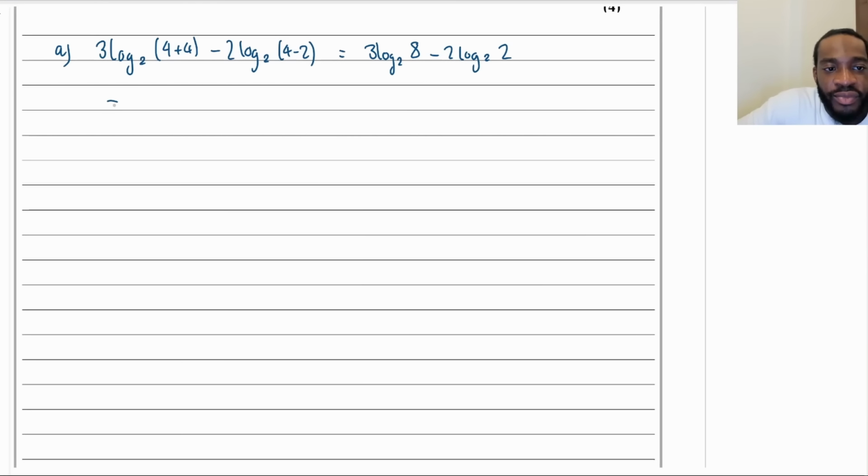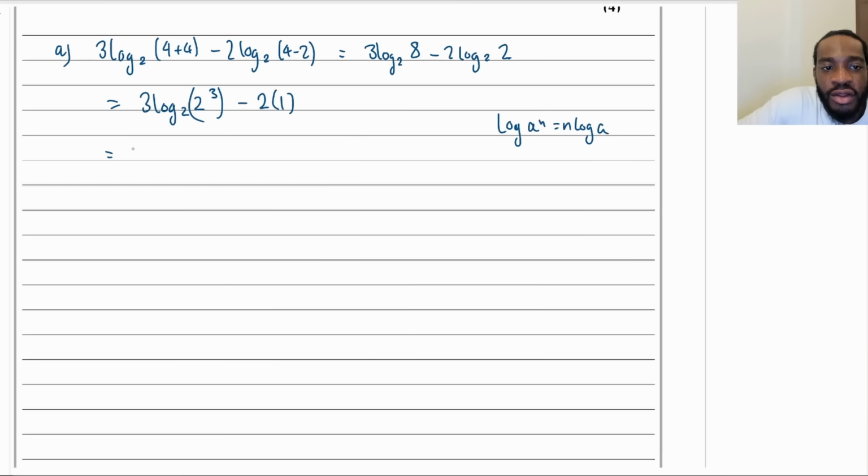So from here, we can say that we've got 3 log base 2 of 8, which is the same as 2 cubed. Like that. Put a bracket on there so it's super clear. And then minus 2 log base 2 of 2. You should know that log base a of a is always equal to 1. So that is just a 1 right there. And then from here, we've got another log law, which is log of a to the n is equal to n log a. So that power of 3 can drop to the front and join that 3.